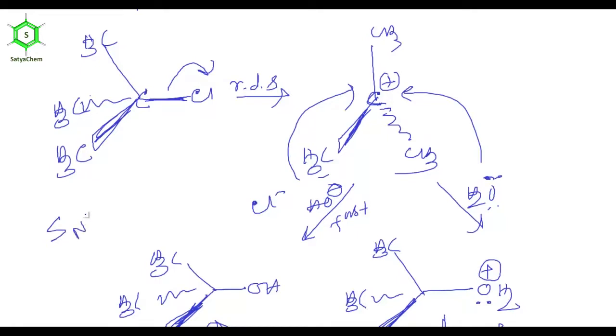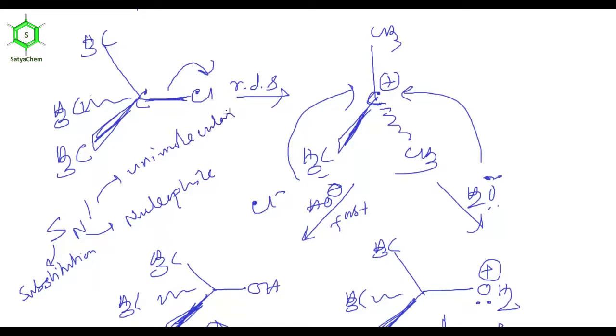This is an SN1 reaction. S stands for substitution, N stands for nucleophile, and 1 stands for unimolecular. Because the rate of this reaction depends only on the concentration of the alkyl halide, in the rate determining step only one molecule is involved. So that is why it is a unimolecular reaction. Clear? So this kind of reaction is SN1.